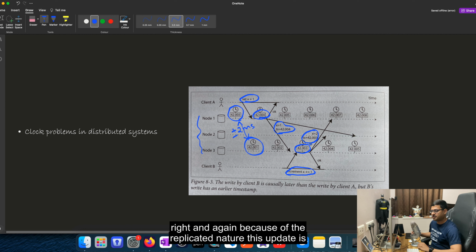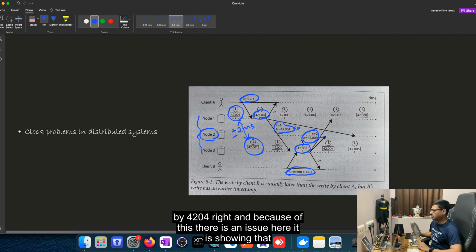And again, because of the replicated nature, this update is going to node 1 and node 2. But the update from node 1 has not reached node 2 yet. So from node 2's point of view, this update has reached first. 42003 has reached first, followed by 42004. And because of this, there is an issue here.